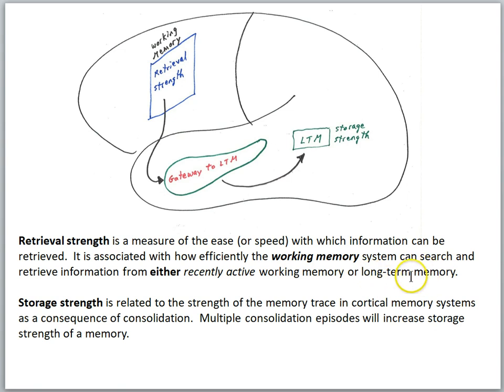If we have stored something very strongly in the long-term memory system and we have the right cue, we can quickly bring up that information, so that would be high retrieval strength. The storage strength is related to the strength of the memory trace in the cortical memory systems as a consequence of consolidation. Multiple consolidation episodes will increase the storage strength of a memory. So we can think of the retrieval strength as the ease of access to the information, and storage strength as how well stored, how strongly stored it is in the long-term memory system.